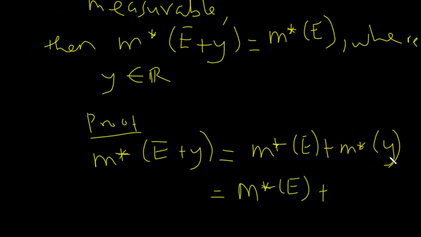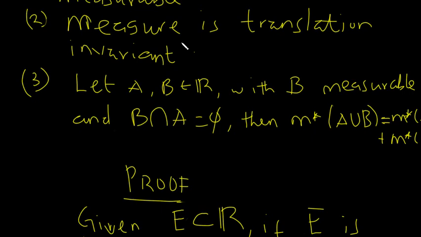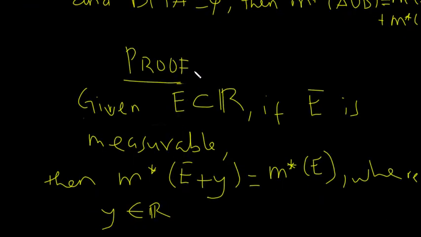But from our understanding of outer measures, the outer measure of every single element is 0. So we just put that 0 here and we realize that the outer measure of E plus Y is giving you the outer measure of E. So this is the explanation and the proof of the second lemma or proposition.